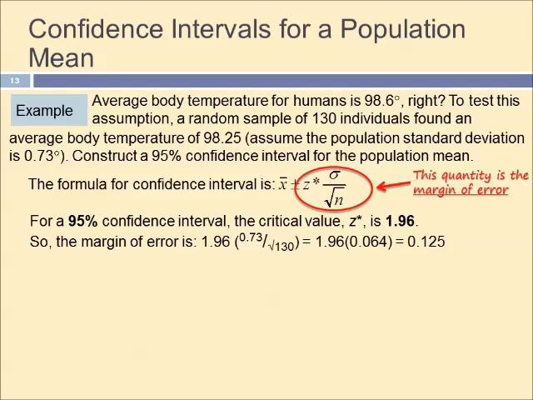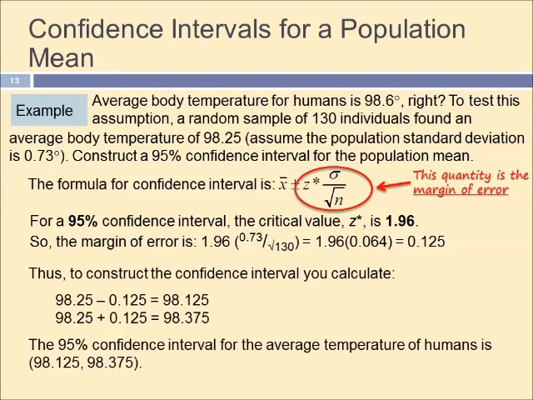So for a 95% confidence interval, the critical value, z star, is 1.96. So the margin of error is 1.96 times the population standard deviation, 0.73, divided by the square root of the sample size, and this all cranks out to equal 0.125. That's our margin of error.